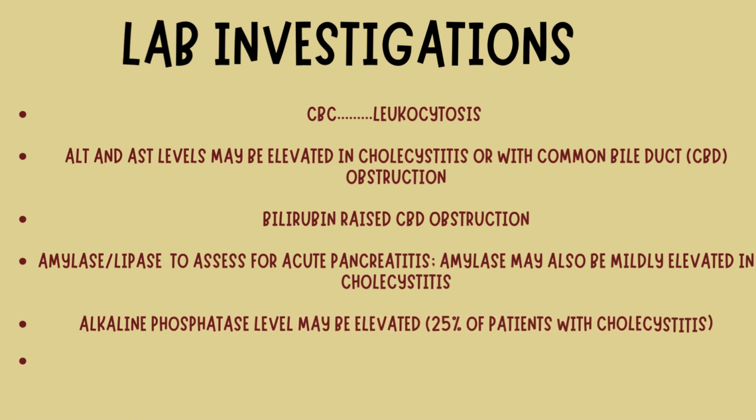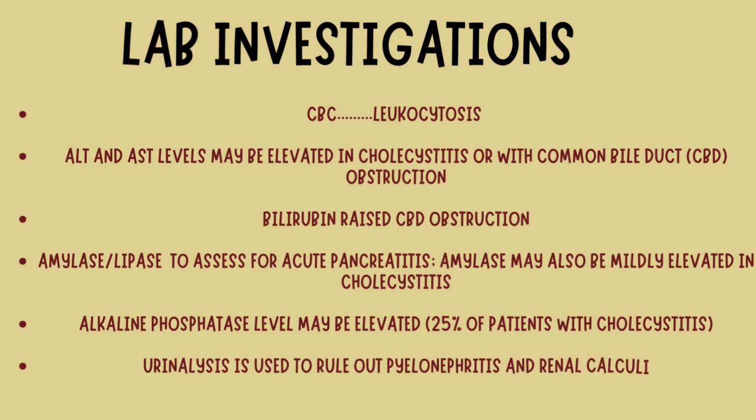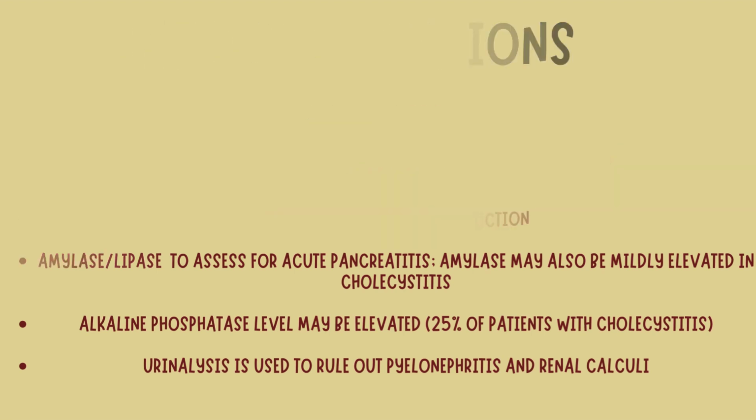Amylase and lipase are used to assess acute pancreatitis secondary to cholelithiasis, but amylase may also be mildly elevated in cholecystitis. Alkaline phosphatase may be elevated in a patient with obstruction. Urine analysis is used to rule out pyelonephritis or renal calculi.